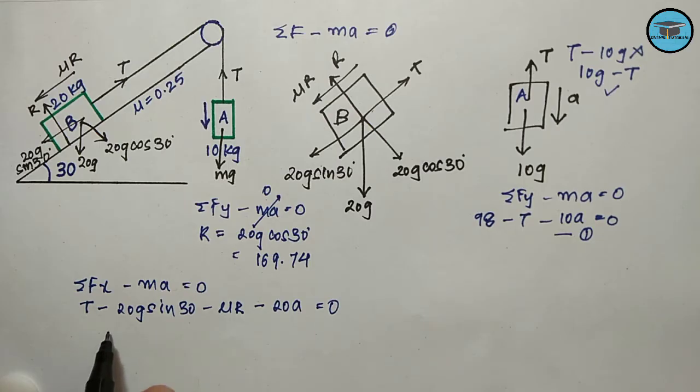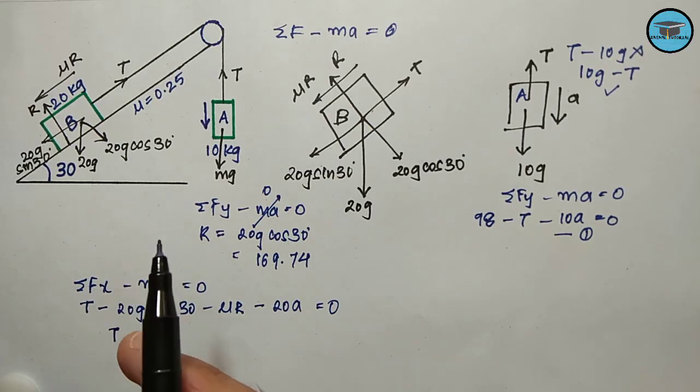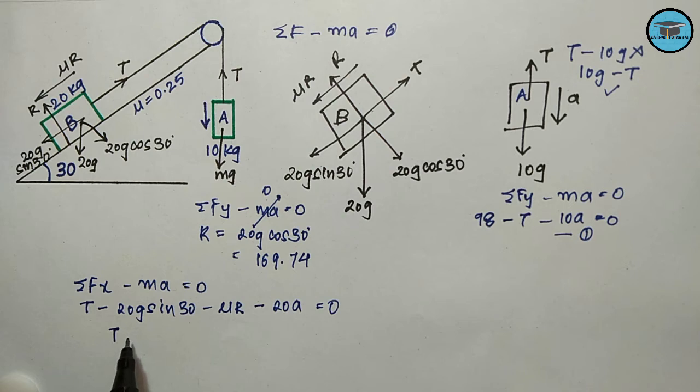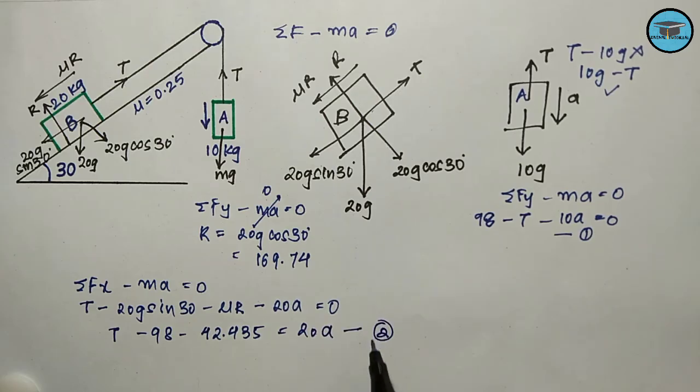So this term is known and this entire term is known. So we would be getting T minus 98 minus 42.435, that is equals to 20a. Let us take this as equation number 2.